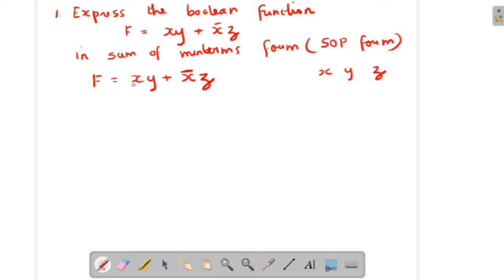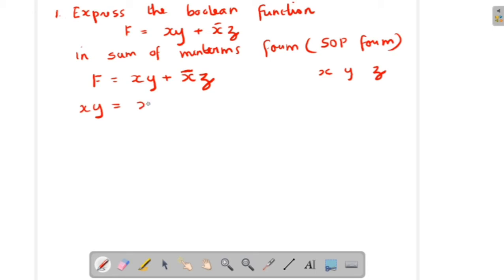Here in the first term there are two literals x, y. Second term two literals x bar and z. So that means there are three variables x, y and z. Then analyze each term and find out the missing literal. Okay, so in the first term xy, the missing variable is z.